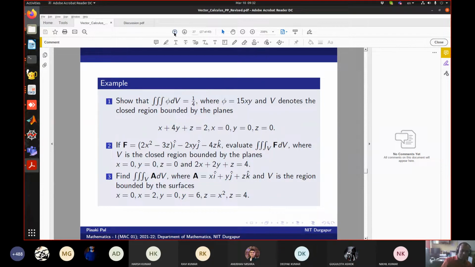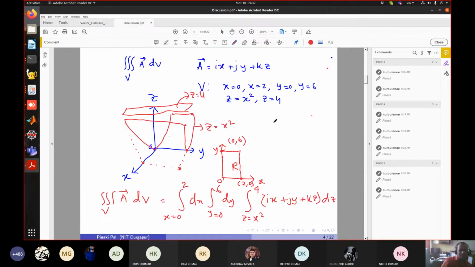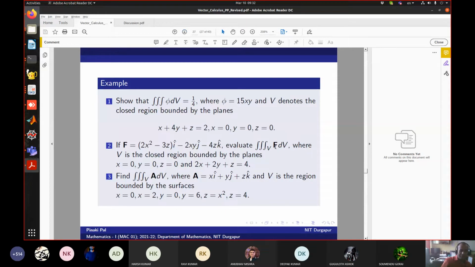In the definition you see two types of volume integrals I have defined. One is involving the vector, another is involving the scalar. Sir, the answer of the second question is a vector, sir? Yeah, the answer will be a vector. See, the vector is multiplied with the elementary volumes. You look at the form, you should get a vector.